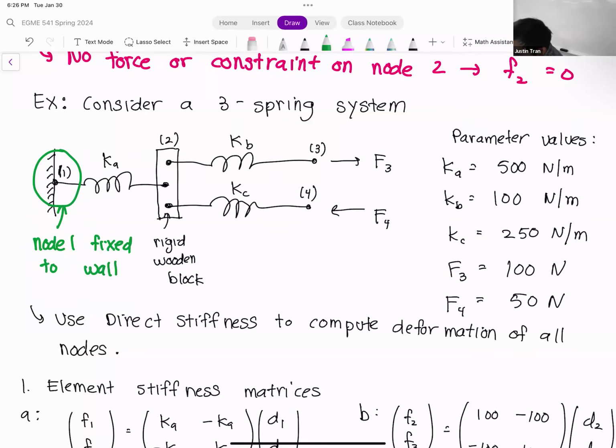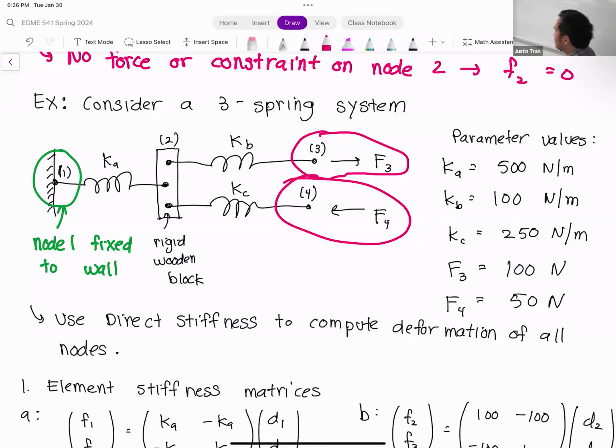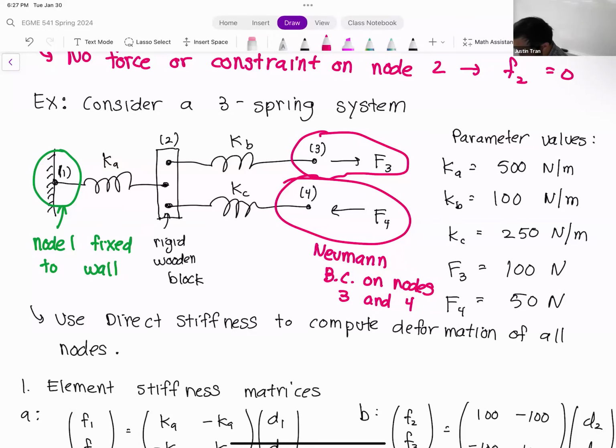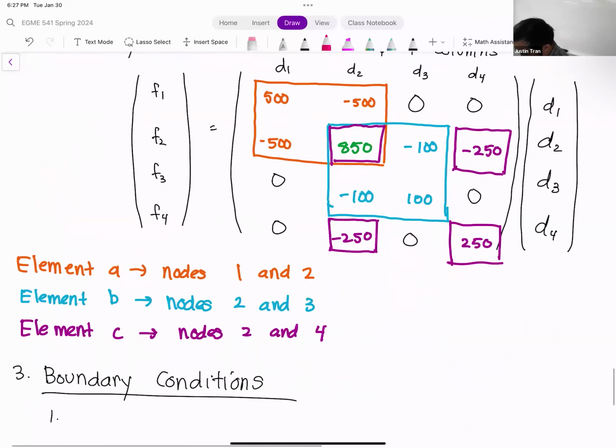Whereas on the other side, we have node 3 and node 4. Both of these nodes have an external force being applied, and so we have Neumann boundary conditions on nodes 3 and 4. And we have the actual values of F3 and F4, so that makes it pretty simple. All right, let's go ahead and apply these.